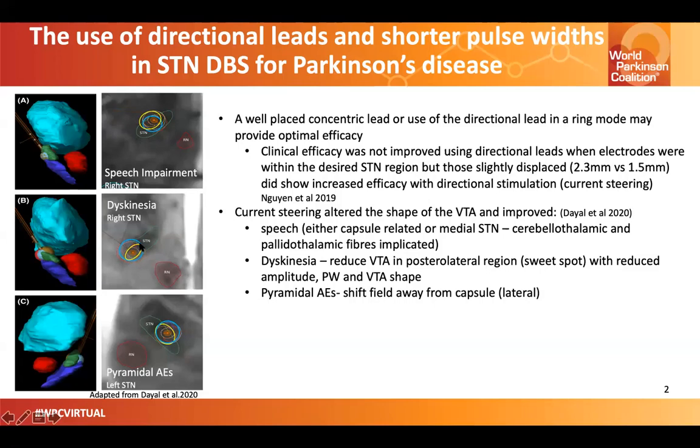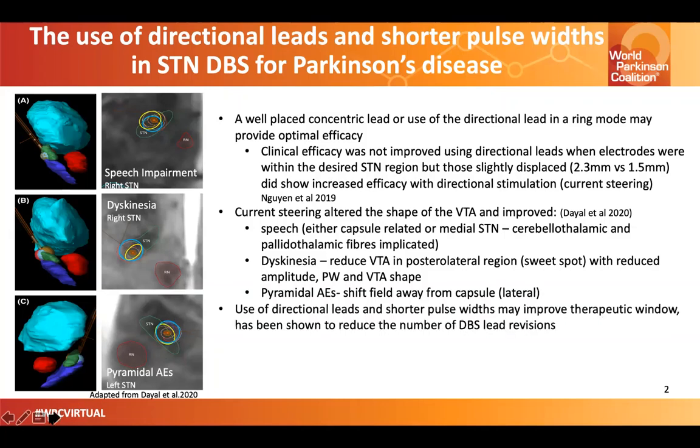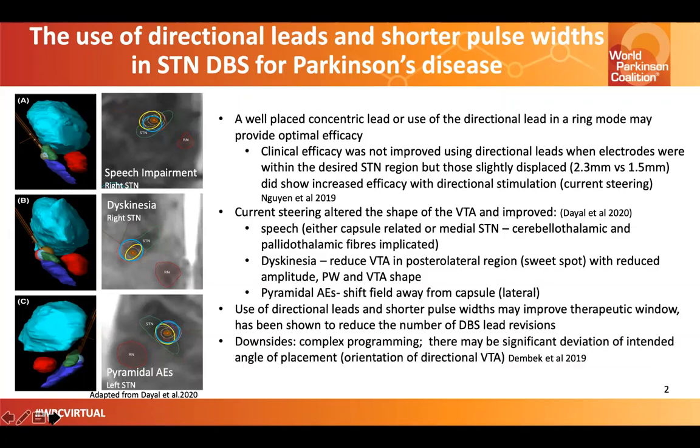And this is very true in the early stages of DBS therapy. If the person gets muscle twitching or pulling, this may suggest that the VTA is encompassing the motor fibers or the internal capsule, which is usually lateral to the STN. And if the current steering moves the VTA more medial, you can also get around that adverse effect. So the use of directional leads and shorter pulse widths may improve the therapeutic window and has been shown to reduce the number of DBS lead revisions required.